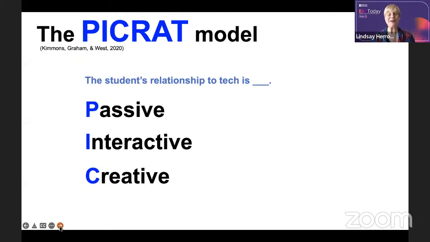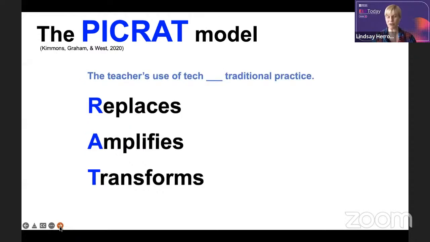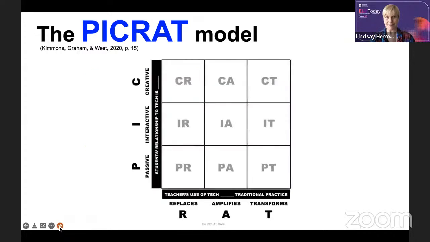Now, deciding whether you're going to use technology for the projects, I recommend considering the PICRAT model. Some of you might know SAMR. SAMR is a great way to do this too, the SAMR model. So for PICRAT, the question is, what is the student's relationship to the technology? Is it passive, interactive, or creative? And then the next question is, what is the teacher's use of technology? Does the teacher's use of tech replace, amplify, or transform traditional practice?